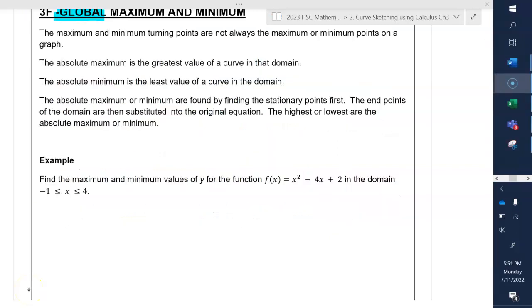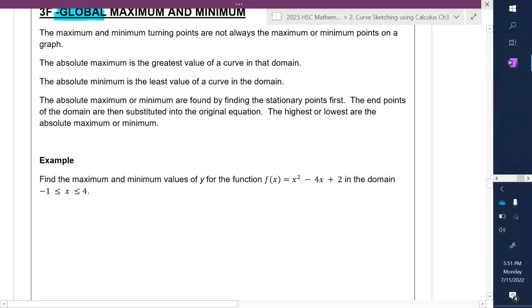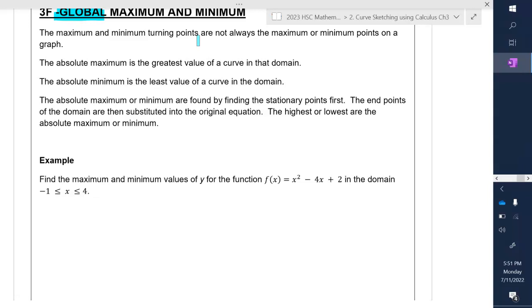Okay, so let's look at our first example, and then we'll just go back and look at what it wants us to do and see what we need to do to work this out. So example number 1, find the maximum and minimum values of y for this function. So this function is y equals x squared minus 4x plus 2 in the domain minus 1 is less than x is less than 4. So that's really important. We're only looking in that domain. So if there's numbers that fall outside that, we're not interested in them.